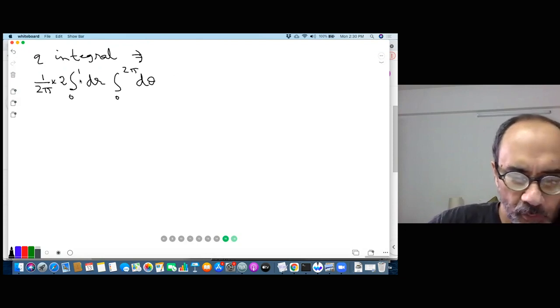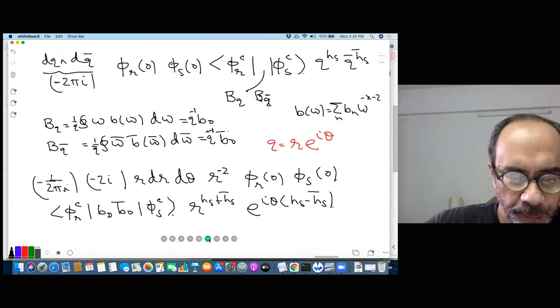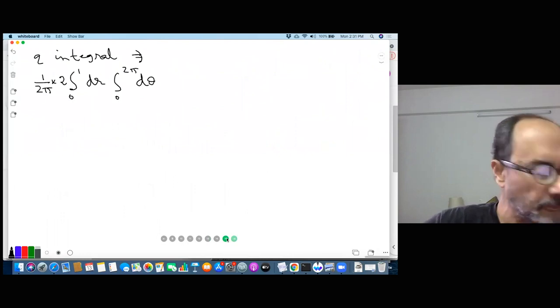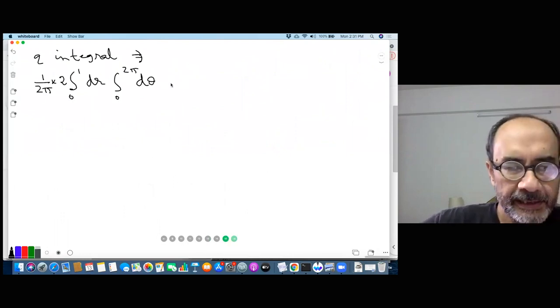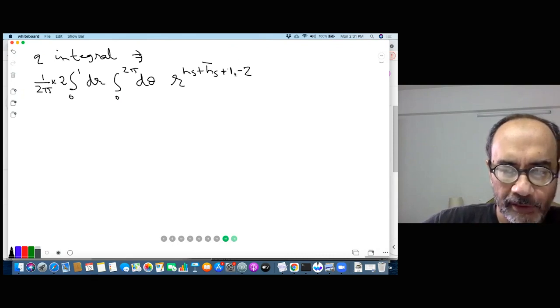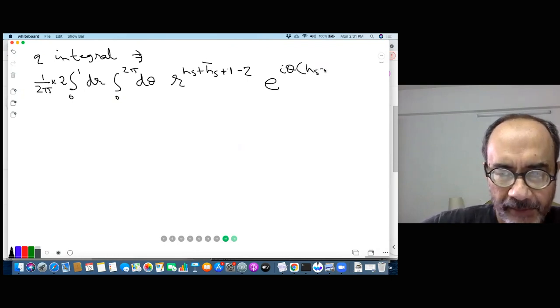These 2 basically came from this minus 2i over here. This minus sign cancelled, and that 1 over 2 pi, and then 2. Then I'll just collect the powers of r and powers of theta. So you basically get r to the power hs plus hs bar minus 2 plus 1 minus 2. Where is the plus 1 coming from? Because there's an r dr, that's the plus 1, and minus 2 because there is a 1 over r squared. And then e to the power i theta times hs minus hs bar.